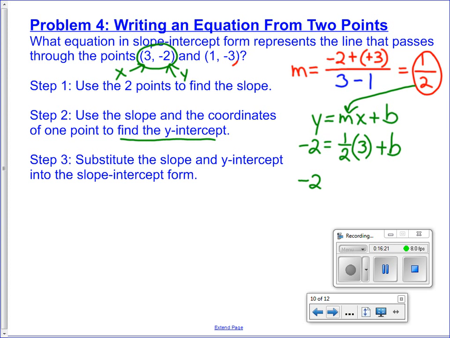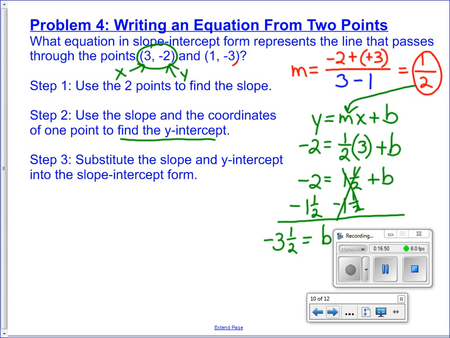So I have negative 2 equals 1/2 times 3, which is 1.5, plus b. To isolate the b, I need to subtract 1.5. And if you want to change that to a decimal, you can. And so that gives me b on the right side equals negative 2 minus 1.5, which is negative 3.5.